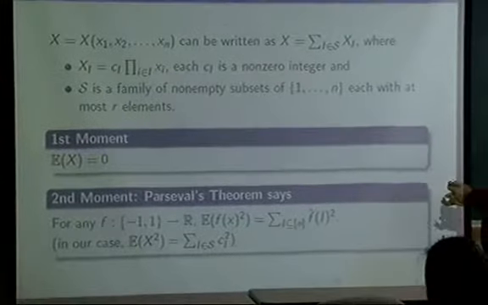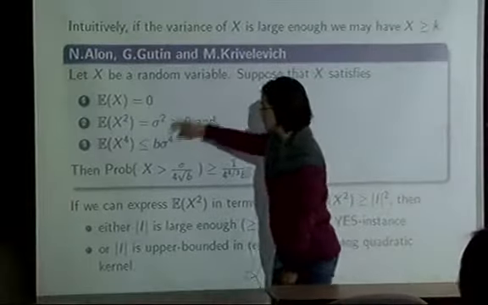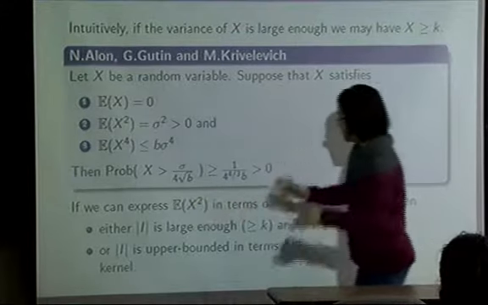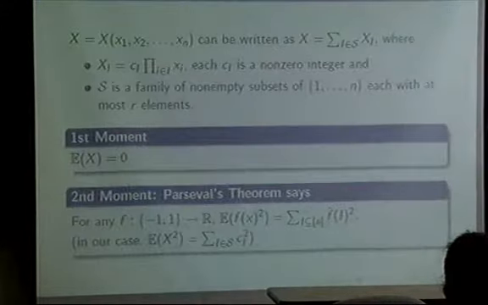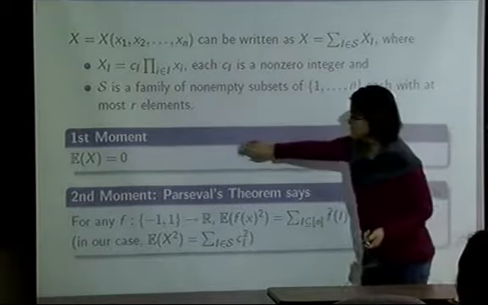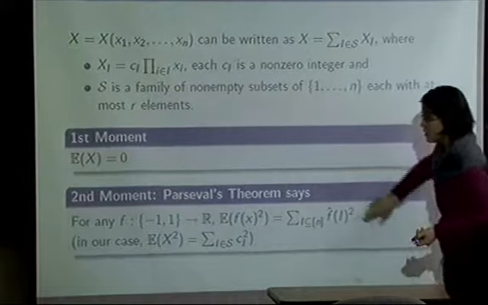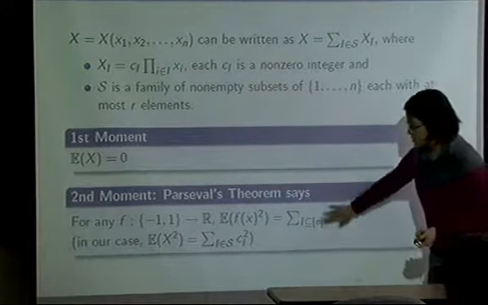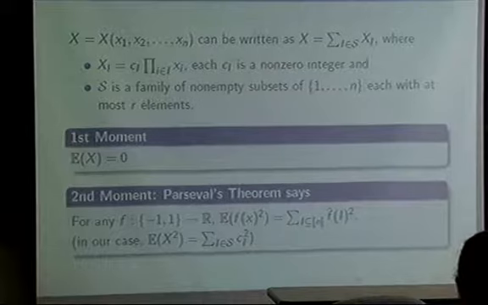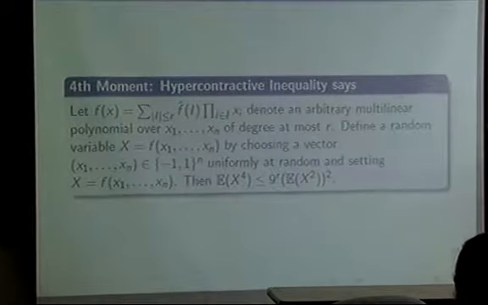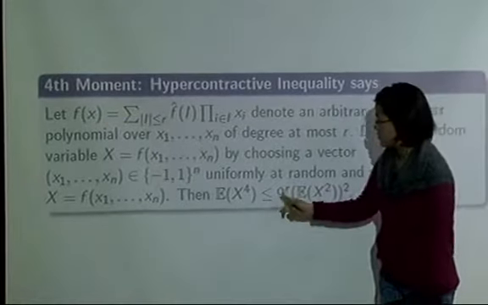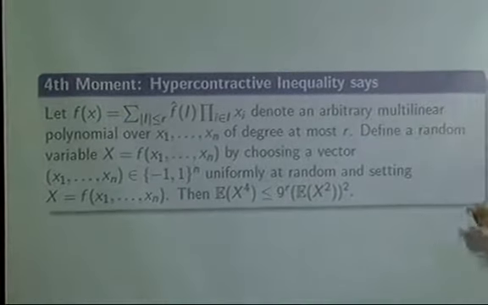So the remaining thing is whether these conditions are satisfied and whether you can express the second moment in terms of the size of I. I'll not go into detail in this part, but it's straightforward to prove that the first moment is 0, and the Parseval theorem says the second moment can be computed in this way, where Ci is the constant in each monomial, and the fourth moment can be bounded by the square of the second moment times a constant, so this is B, and the constant is 9 to the power of R.